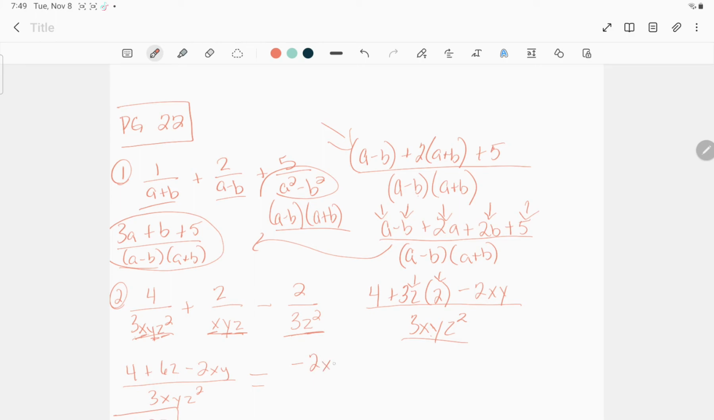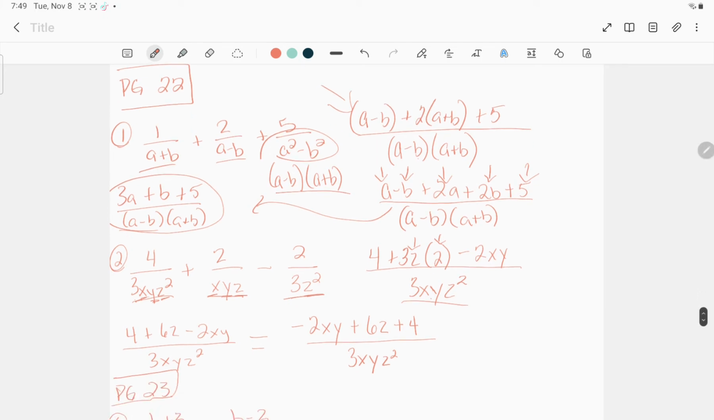So negative 2xy plus 6z plus 4 all over 3xyz squared. Again, if this does not make sense, stop the video, rewind it a little bit, and make sure that you understand how to come up with your least common multiple and then how you multiply it out.